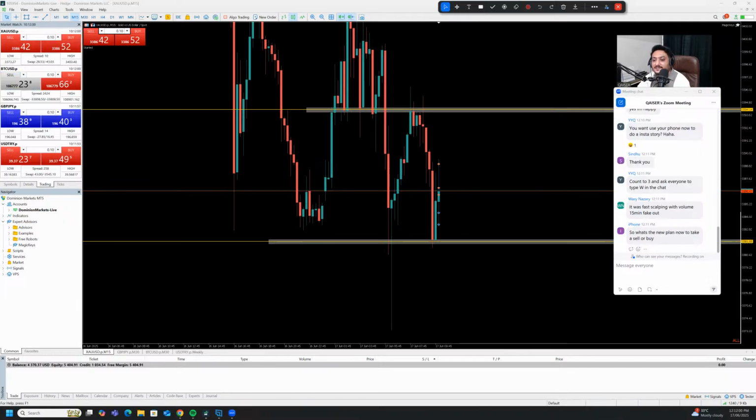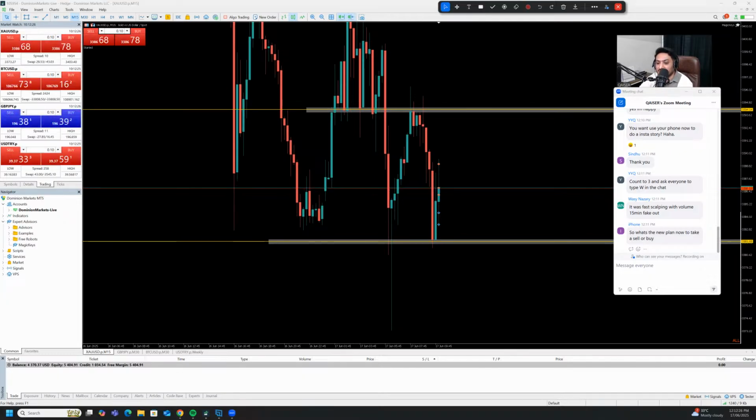It was fast scalping with volume, 50-minute fake out. No, it's not a fake out, it's actually something different. Let me explain. A fake out actually happens very rarely nowadays. So fake out means, suppose the market was doing some kind of consolidation. This is not a consolidation, it's continuously printing candles on one side.